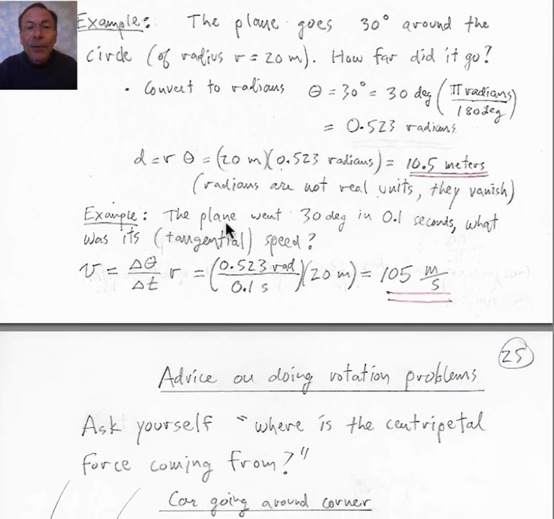Okay, here's a velocity example. Let's say the plane did that motion in 1/10 of a second. What was its speed? The velocity is delta theta over delta t times the radius. Plug in our numbers: 0.523 radians, which we figured out before, 1/10 of a second for the time, and 20 meters for the radius, and you get our answer. It's actually 104.6. I rounded it to 105.